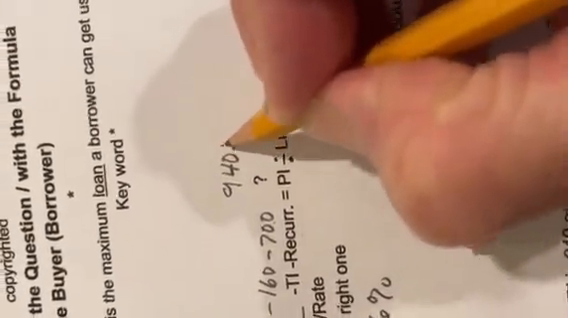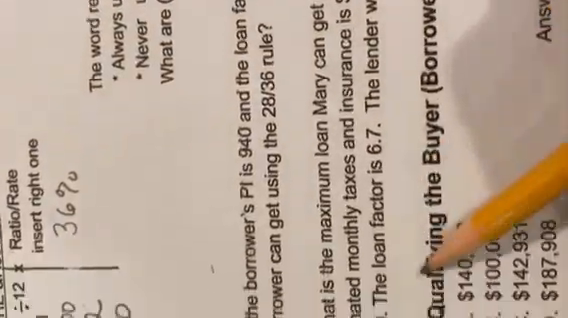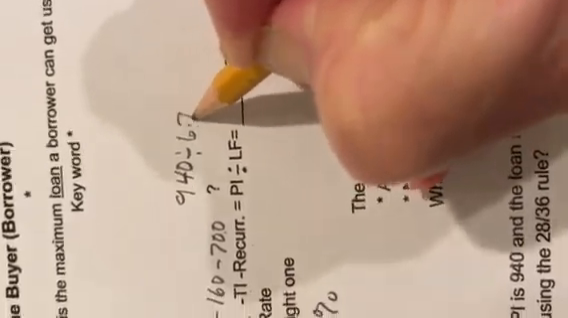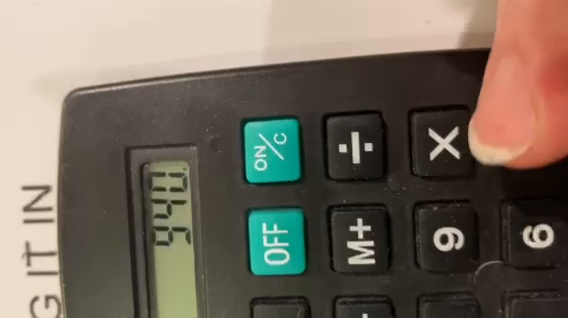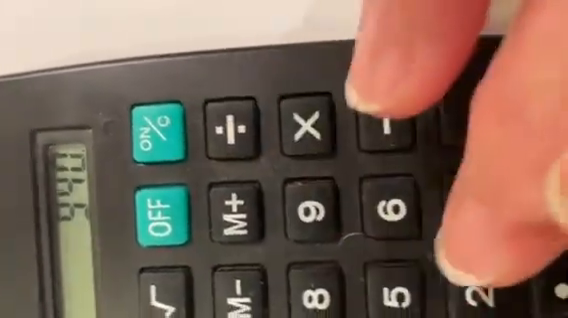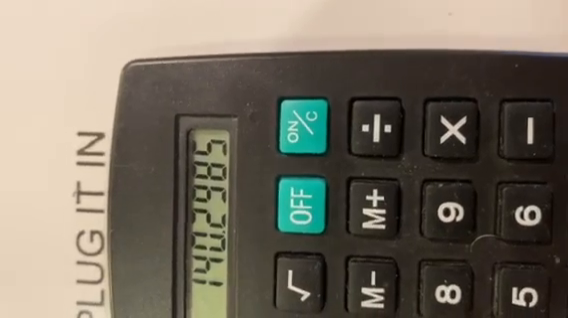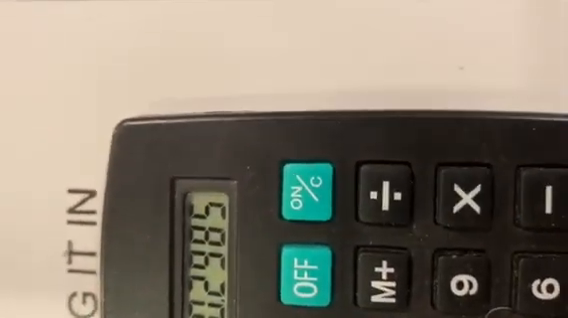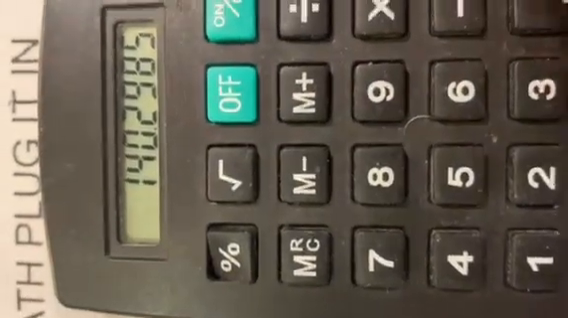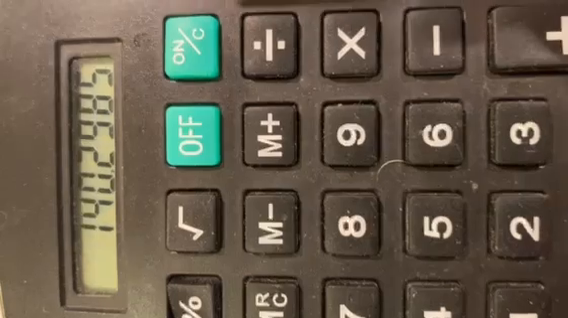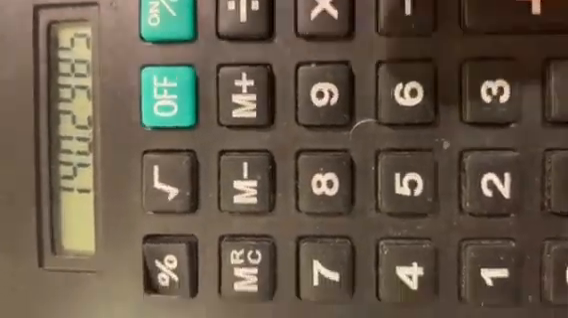We know it's divided by the loan factor. Look at our problem, and we see that the loan factor is 6.7. So we'll divide it by 6.7. Go back to the calculator, divide what you have in by 6.7, the loan factor. And it comes out 140.29.85. So you can continue now by saying that times 1,000, because you have it in your calculator, the answer from those two. So times 1,000.